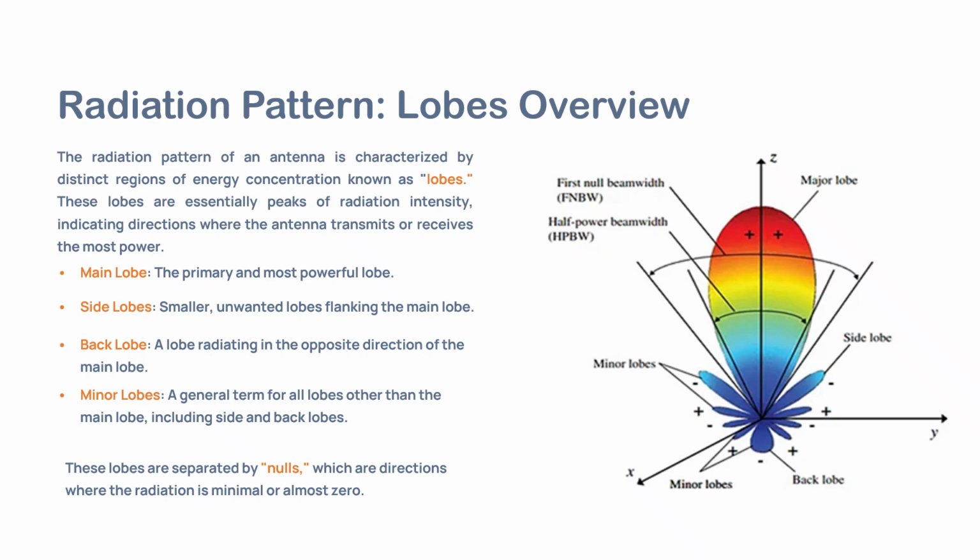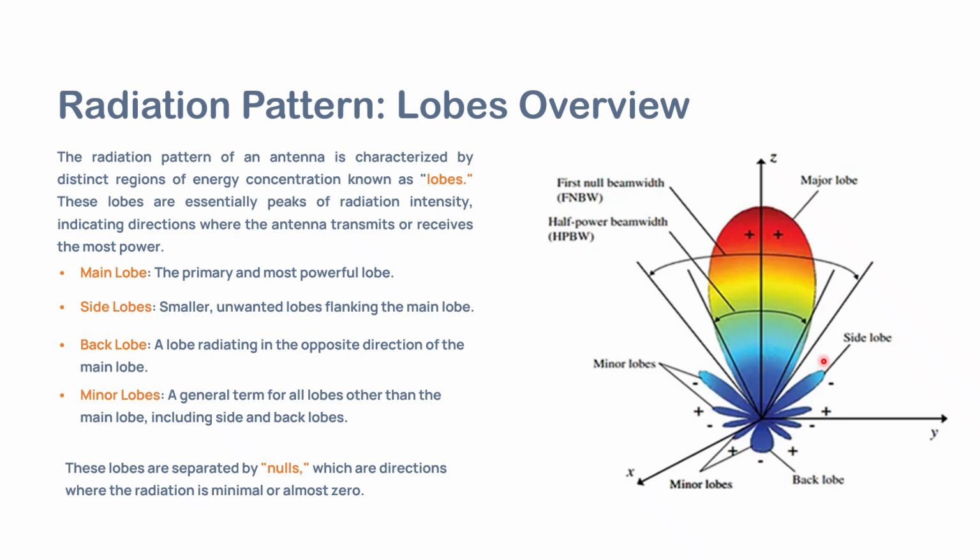These lobes we classify into four types basically. The first one is the main lobe, which is the primary lobe. This indicates the primary direction along which the maximum radiation is transmitted. Other than the main lobe, all other lobes we call minor lobes. But we still name the minor lobes specifically as side lobes and back lobes.